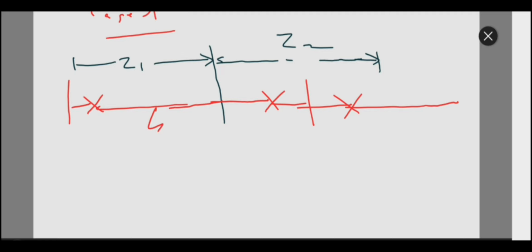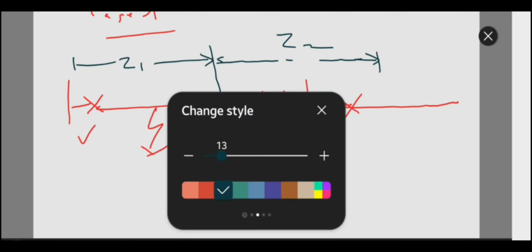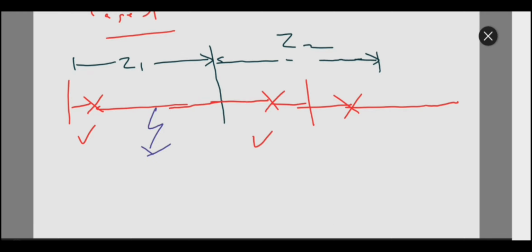Guys, case 1: if the fault happens in zone 1, the relay will immediately sense the fault and give a trip command to this breaker and this breaker. The system will be protected in 0 seconds if the fault happens in zone 1. This is case 1.